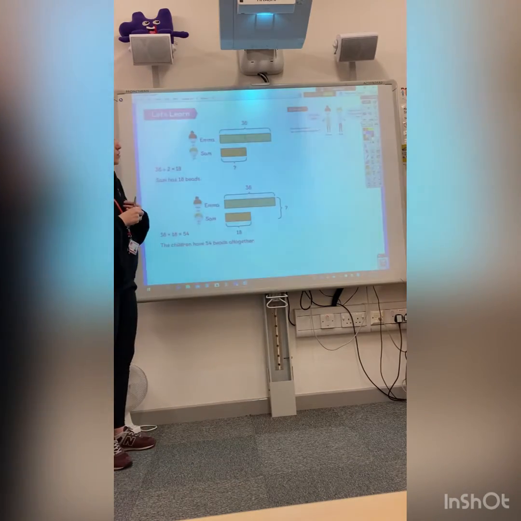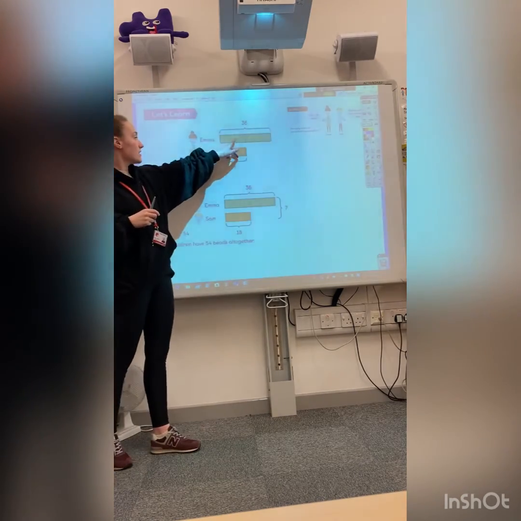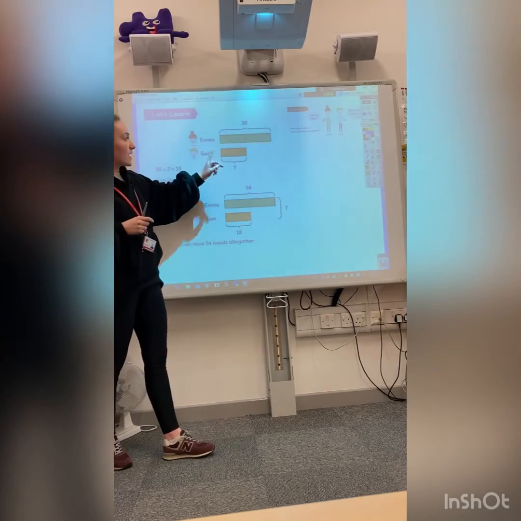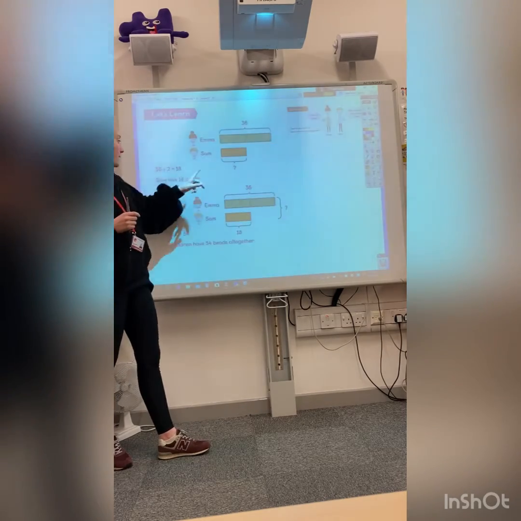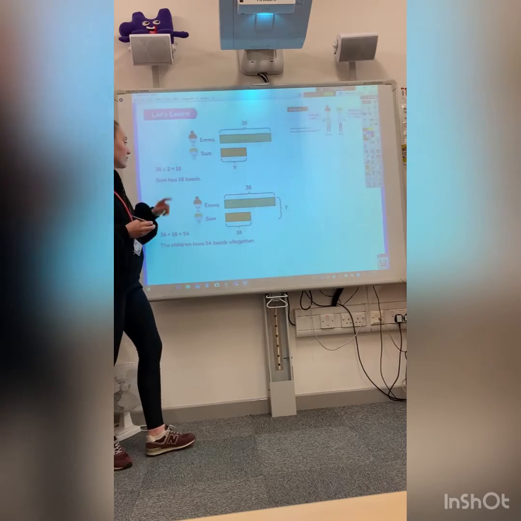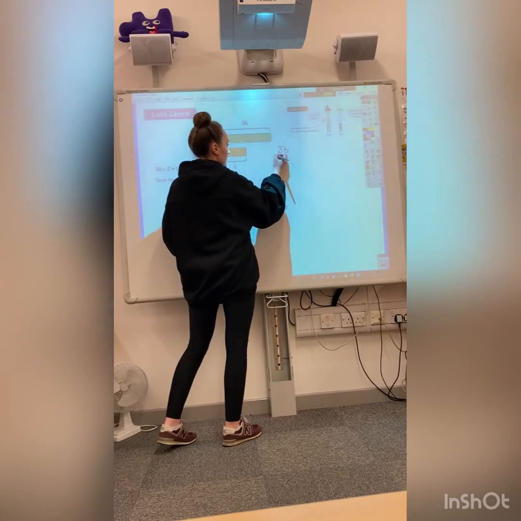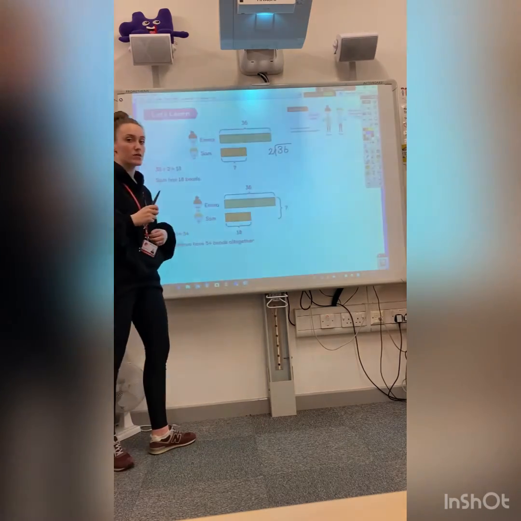We would do 36 divided by 2, okay? Because Emma has twice as many beads as Sam, so then Sam would have 18 beads. So if we do 36 divided by 2, explain it out in the method we looked at the other day.